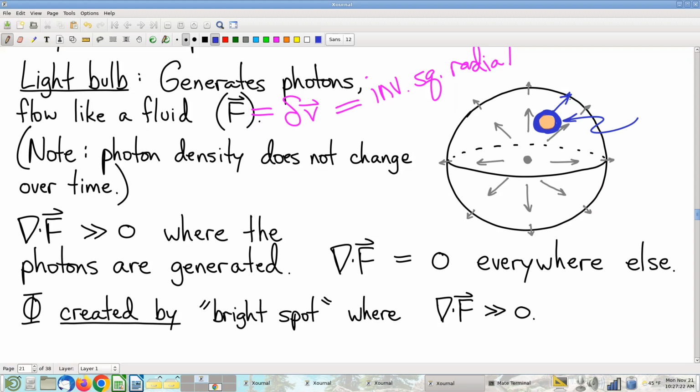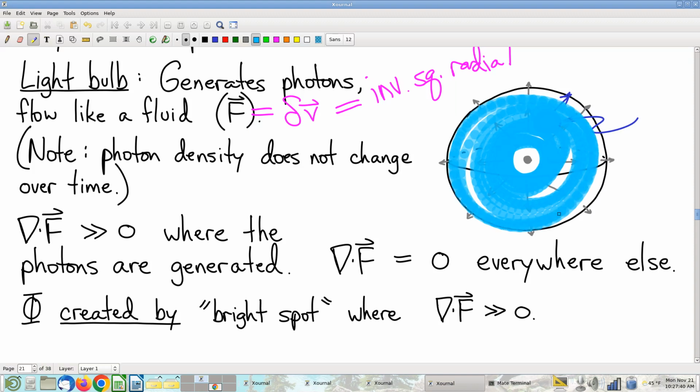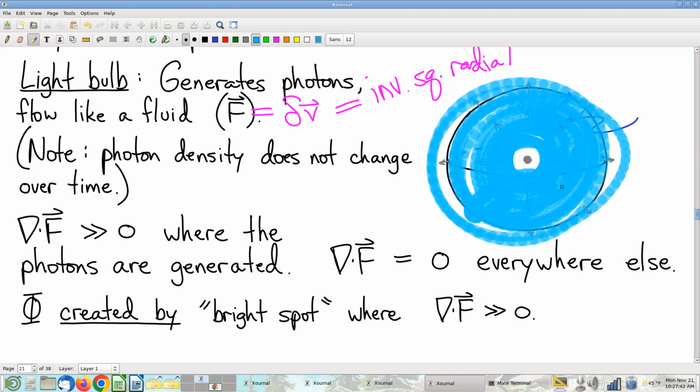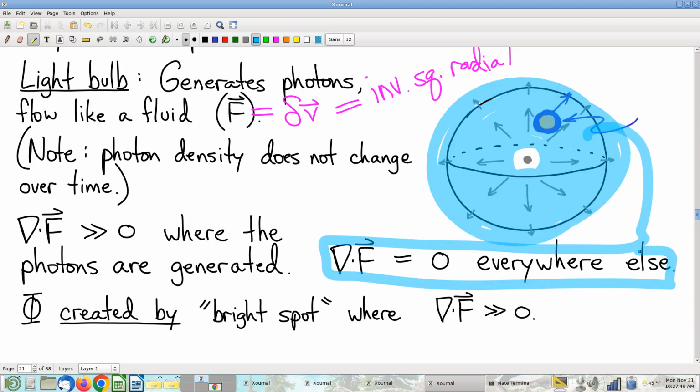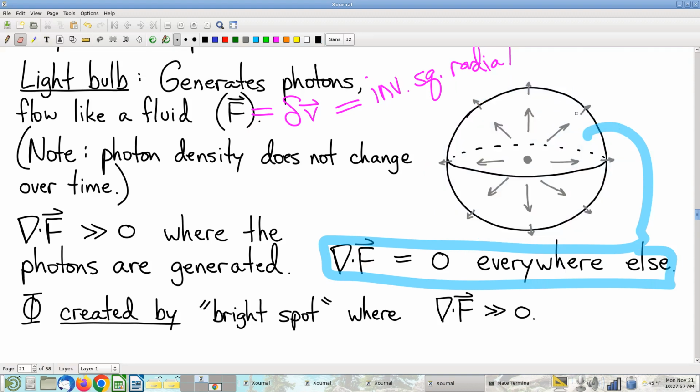Well, still 0, right? So over here in this area, and more to the point, anywhere else, not just that region there, but anywhere other than where the light bulb is. Okay, I've bitten off more than I can chew here, coloring-wise. Everywhere other than the light bulb, the divergence is 0. That makes sense to everybody? Okay. All right. So what? Who cares? What does this have to do with anything?